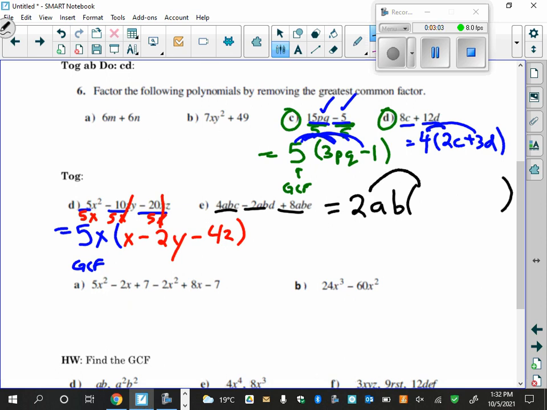The other way you can do this is just go 2AB times what equals 4? So 2 times what equals 4? 2. I have an AB out, so there's a C left. 2 times what equals negative 2, so that should be a negative 1. I took an AB out, so I have a D left. And lastly, 2 times 4E, 2AB times 4E equals 8ABE.